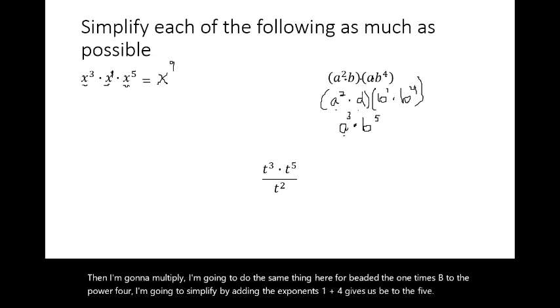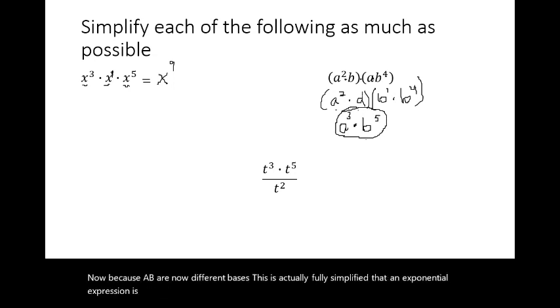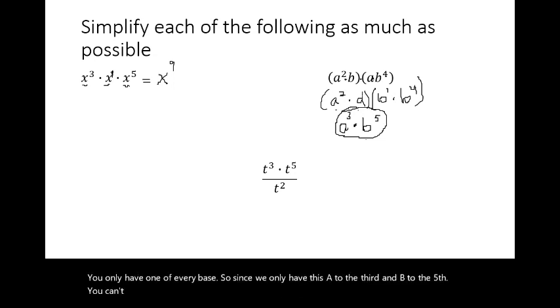Now, because a and b are now different bases, this is actually fully simplified. You know that an exponential expression is fully simplified if you only have one of every base. So since we only have this a to the third and b to the fifth, you can't actually combine their exponents because they're different bases, so that would be fully simplified.